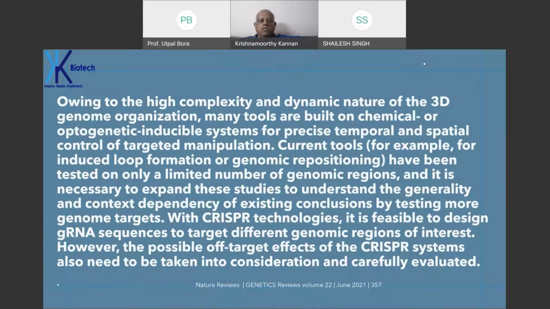testing more genome targets. With CRISPR technology, it is feasible to design guide RNA sequences to target different genomic regions of interest. However, the possible off-target effects of the CRISPR system also need to be taken into account and carefully evaluated. So if it goes and binds somewhere else and creates some other mess, it might become more complex than what you started with.